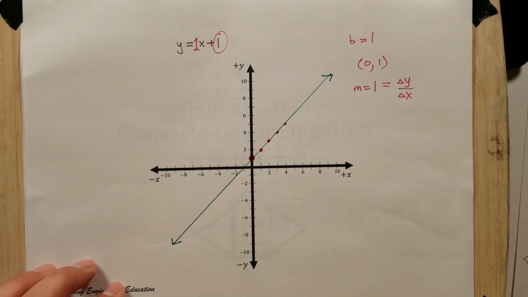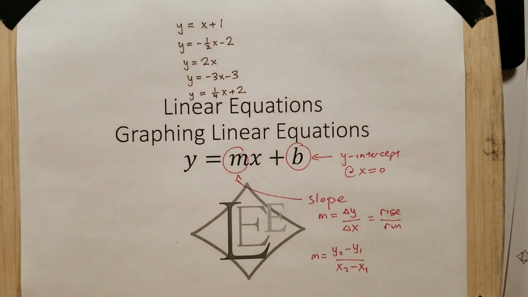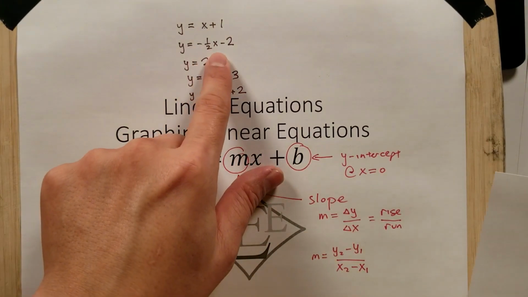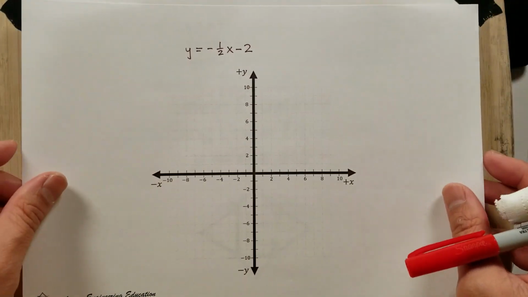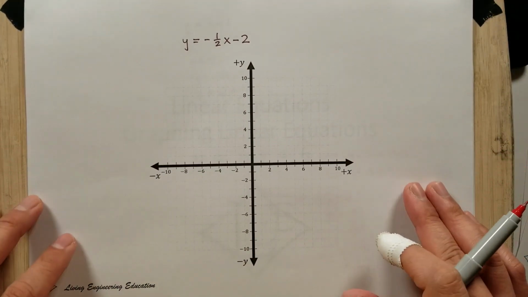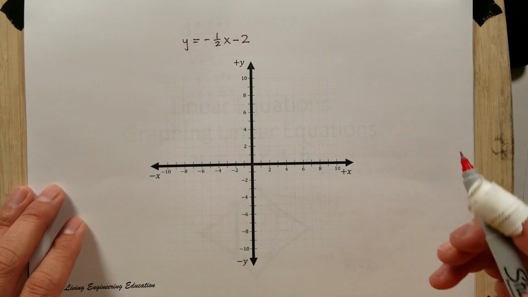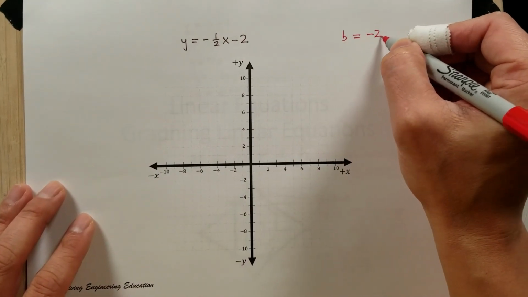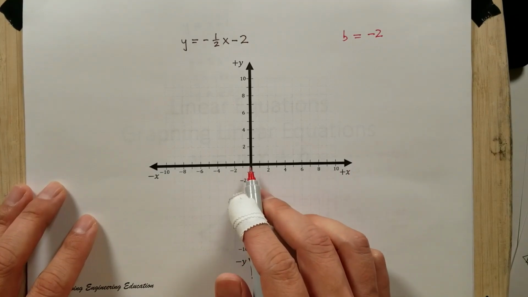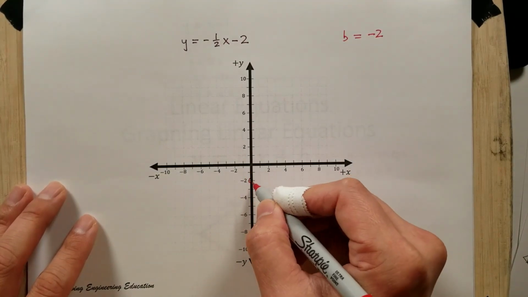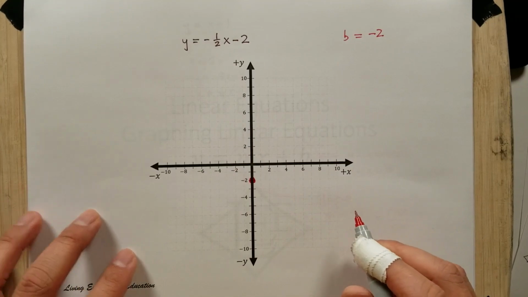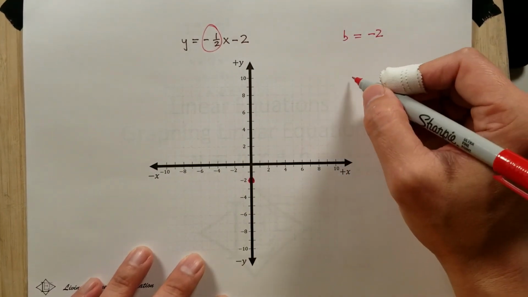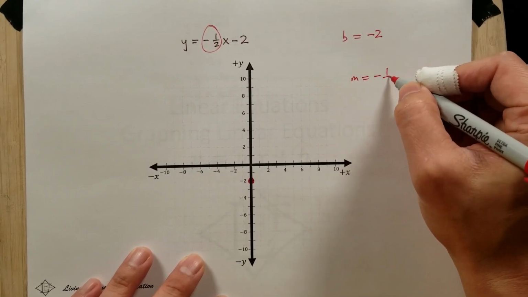Let's take a look at our second problem. Our second problem is y equals -1/2 x minus 2. Okay, so the same process. We first start by identifying the y-intercept. So b is equal to -2. So I go to x equals 0, y is equal to -2, and I make my first point right there. Now again, my slope here is now -1/2. So slope is equal to -1/2.